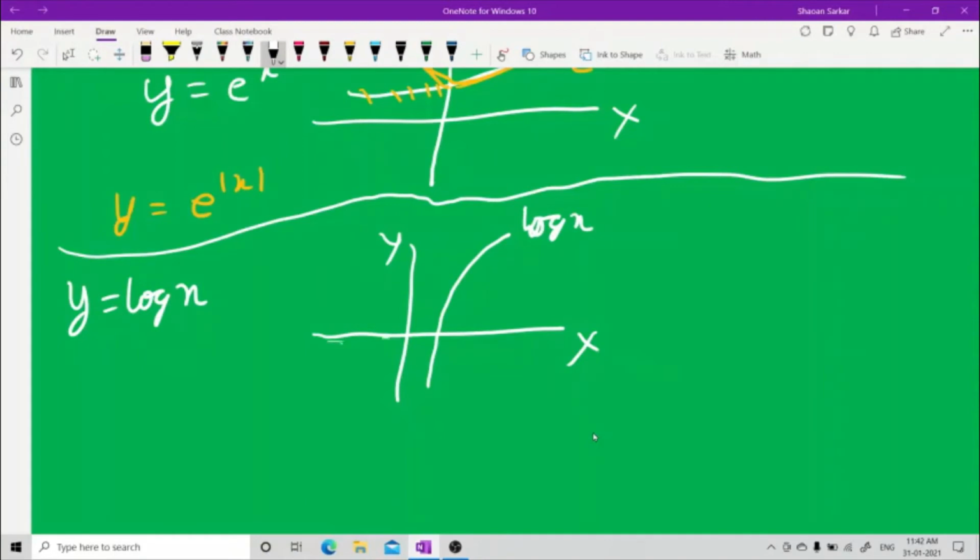There is no negative portion of x here. So I have to take the reflection of this much portion only. There is no negative portion of the x-axis. So I'll take the reflection of this much portion here about the y-axis. This yellow color is your y equal to log mod x. Next.